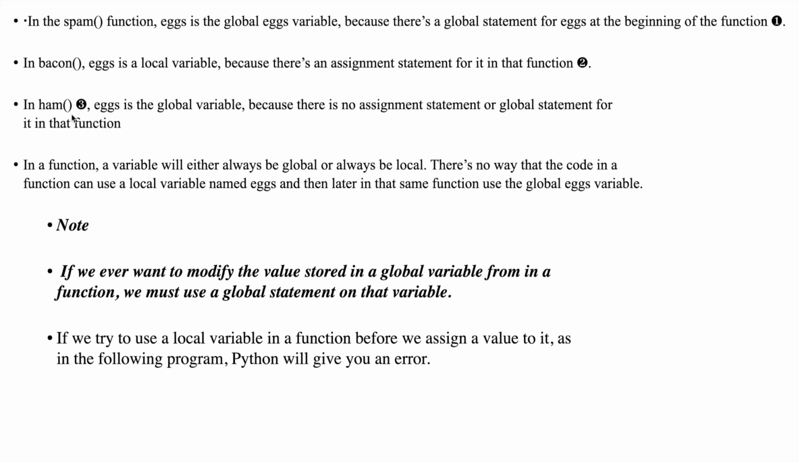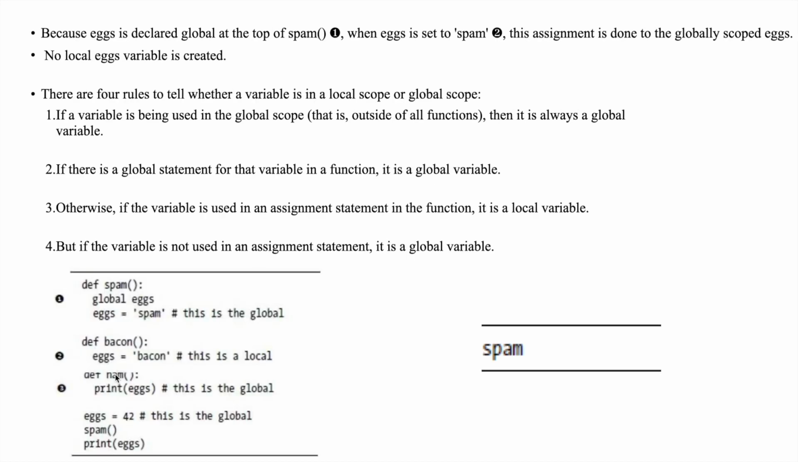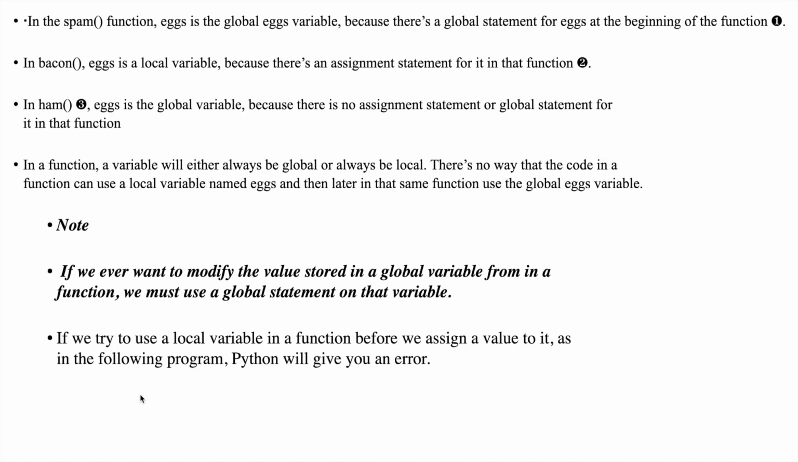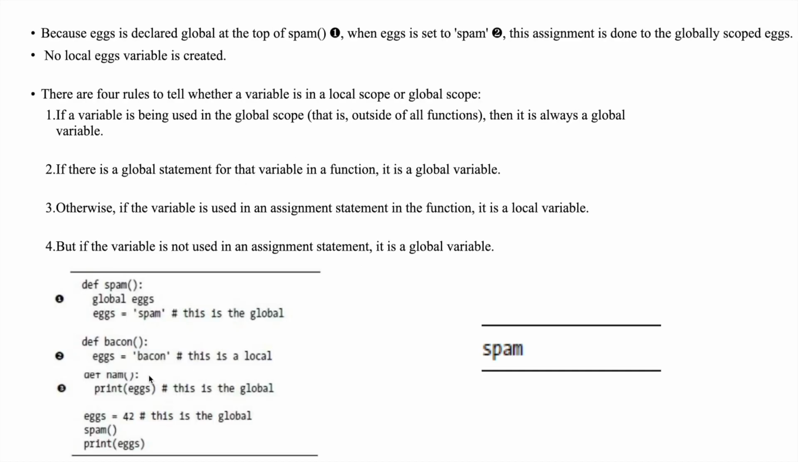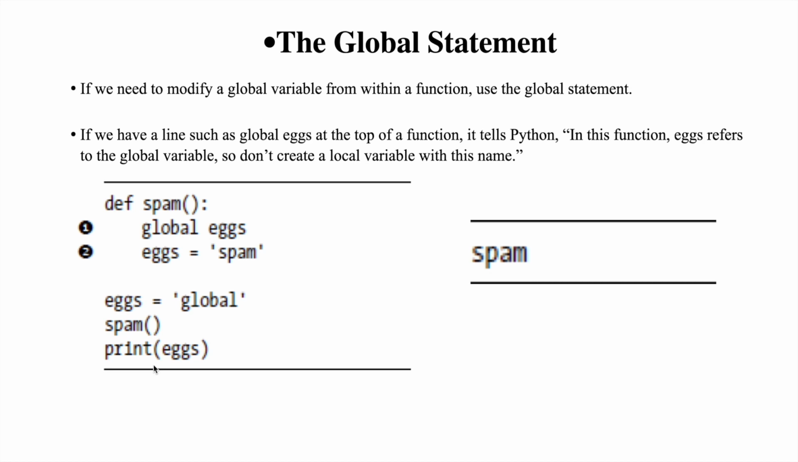Next, in the ham function, x is the global variable because there is no assignment statement. There is no assignment statement or global statement. See, ham, this is a global variable. Why is this a global variable? Because there are no assignment statements. I told you, if there is a global statement, the variable in the function is a global variable. That's why there is no assignment statement here, so this is a global variable. Our global statement is also not there here, so this print x uses the global variable. Neither an assignment statement nor a global statement is there.